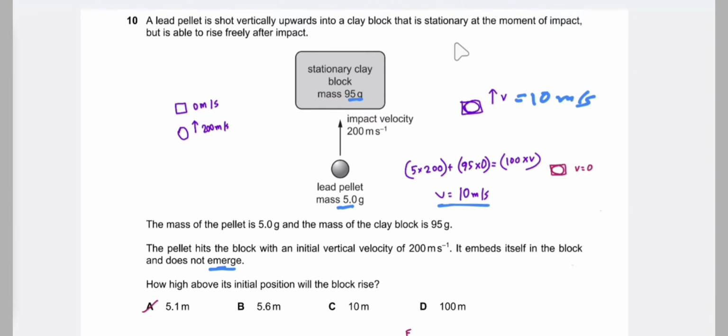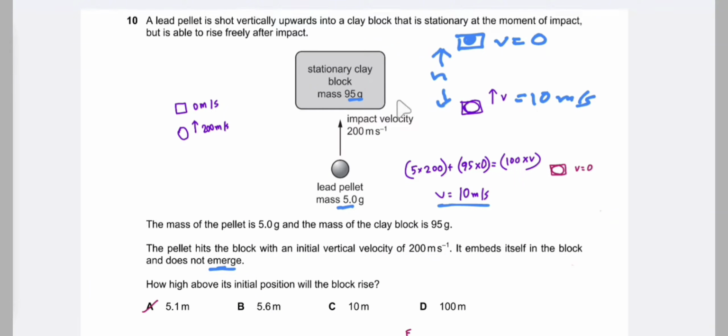And they come to a point where the velocity is 0. That means the velocity of the pellet and the block is 0. And we need to find this height from its initial position. That is, at the topmost point, the velocity is 0. And then again they move downwards. So we need to find the height above the ground they rise.